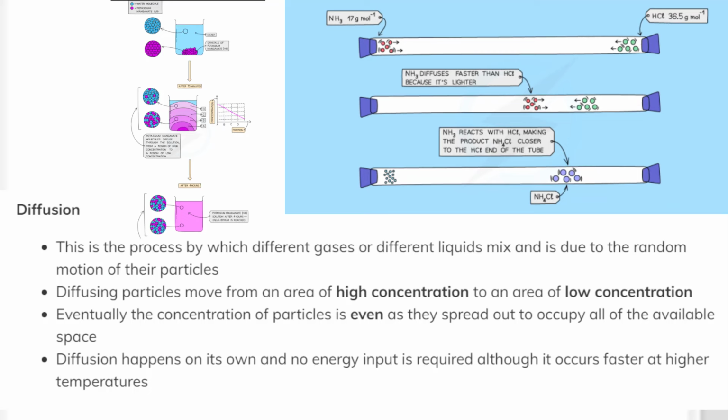Diffusion of potassium manganate (VII) in water. After a few hours, the concentration of potassium permanganate is the same everywhere in the solution. NH3 molecules have less mass than the HCl molecule, so diffuse faster. Hence the product, a white cloud of ammonium chloride, forms closer to the end where the HCl is.